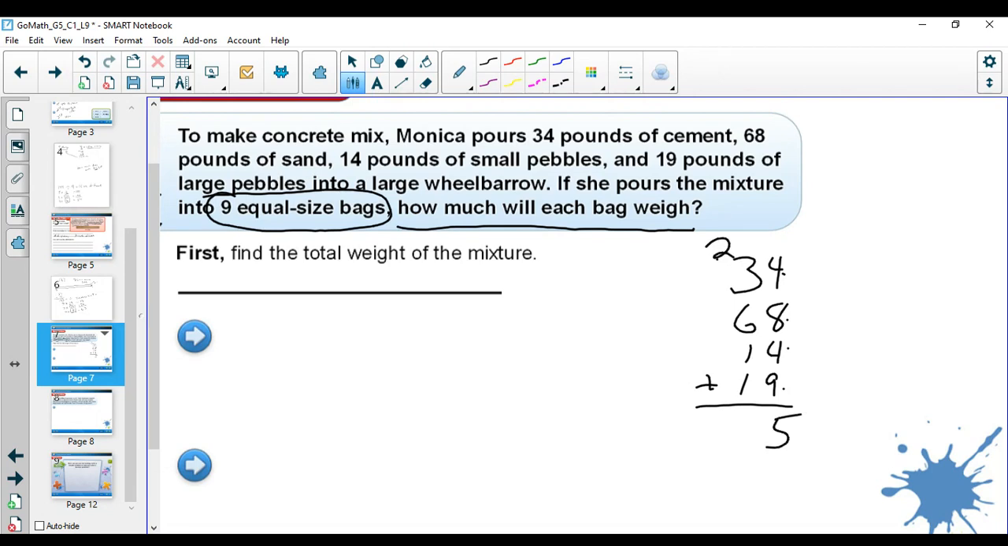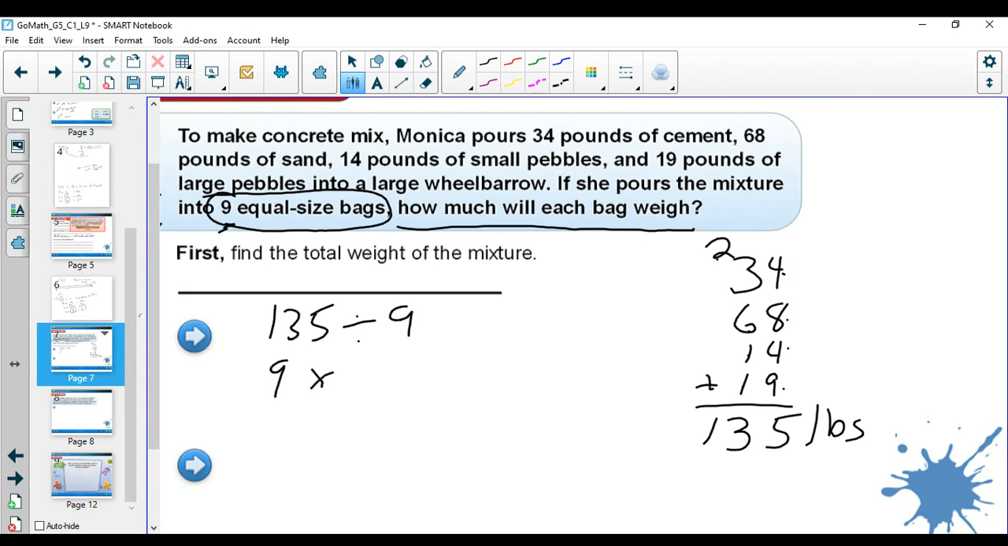25, right? 2 plus 3 is 5, plus 6 more is 11. And then plus 1 is 12, and plus another one is 13. So that means that once we put it all together, it weighs 135 pounds. Now, the second part of what I need to do with this is that I need to take this 135 pounds and I need to distribute it equally into 9 bags. So I get 135 divided by 9.